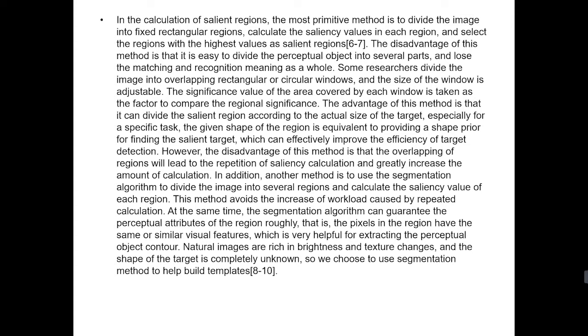In addition, another method is to use the segmentation algorithm to divide the image into several regions and calculate the saliency value of each region. At the same time, the segmentation algorithm can guarantee the perceptual attributes of the region roughly, that is, the pixels in the region have the same or similar visual features, which is very helpful for extracting the perceptual object contour. Natural images are rich in brightness and texture changes, and the shape of the target is completely unknown, so we choose to use the segmentation method to help build templates [8-10].